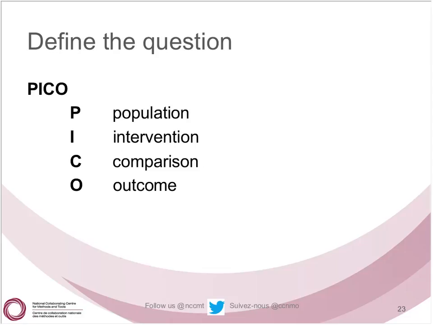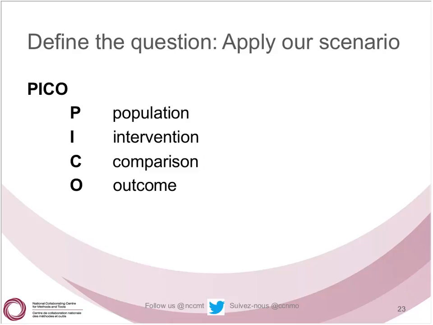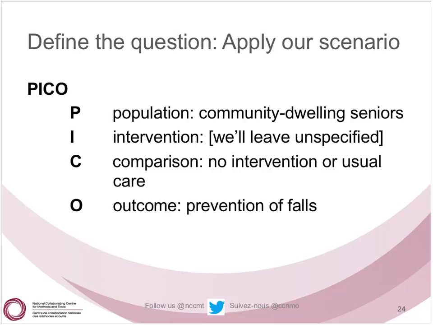So if we were using this framework in our scenario, the population, we've already said, is community-dwelling seniors, so people who live in their own homes. And I'm sure you are already thinking, we could get even more specific here. So by seniors, do we mean over 55? Do we mean over 65?